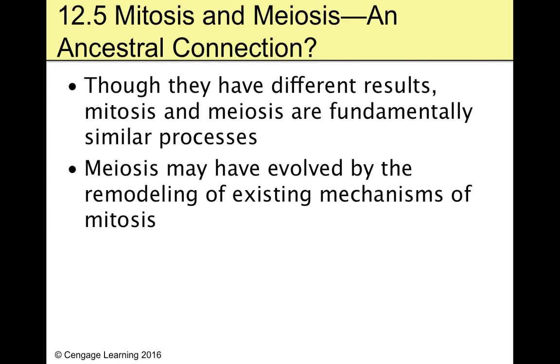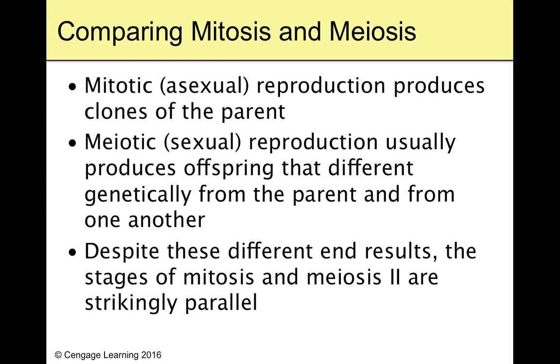Your book leaves us with this idea towards the end that they're so similar. You know, certainly one must have evolved from the other. I'll let you kind of chew that idea over, and we'll talk about it maybe a little bit in class, but the argument is, you know, though they have different results, mitosis and meiosis are fundamentally very similar. Meiosis may have evolved by the remodeling of existing mechanisms of mitosis, because meiosis is a lot like doing mitosis twice. So maybe it started that way.